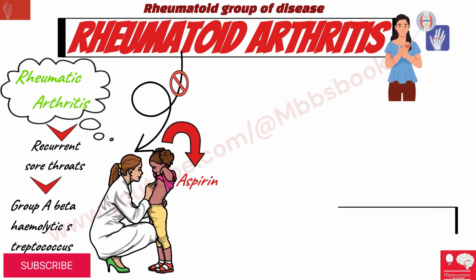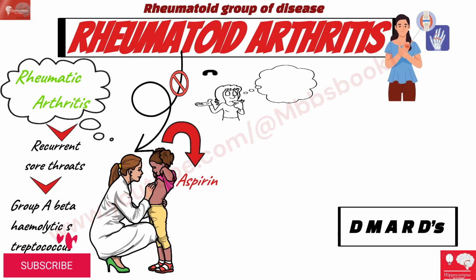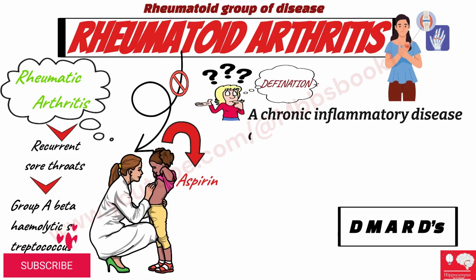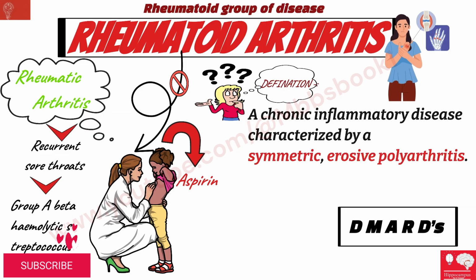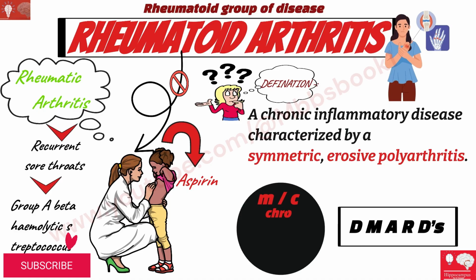And here we will be talking about the usage of DMARDs, that is, disease-modifying anti-rheumatic drugs. Definition: RA is a chronic inflammatory disease characterized by symmetric, erosive polyarthritis. It is the most common form of chronic inflammatory arthritis.